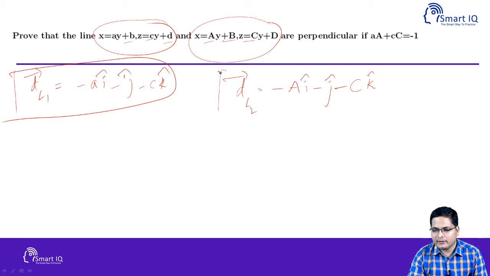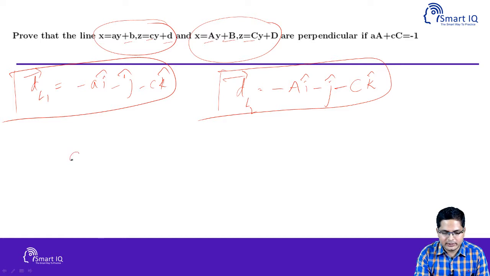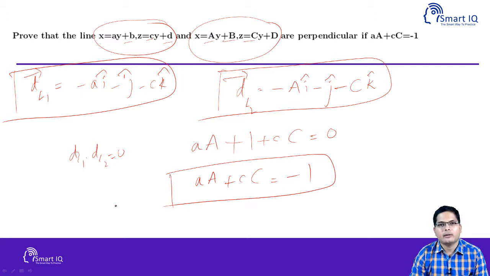These two lines are given as perpendicular. When two lines are perpendicular, the dot product is 0. So dL1 dot dL2 is 0. Taking the dot product: minus small a into minus capital A, plus minus 1 into minus 1, plus minus c into minus capital C, that is aA plus 1 plus cC is 0. So finally we have arrived at the condition. This is the condition when two lines are perpendicular and those two lines are obtained from these planes.